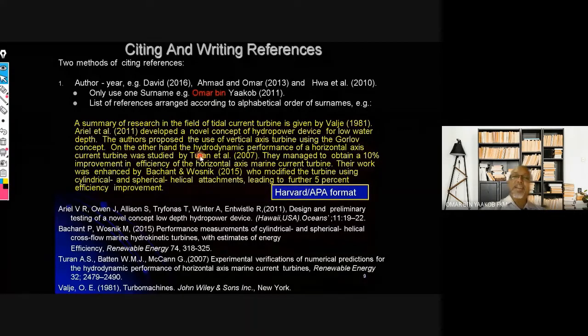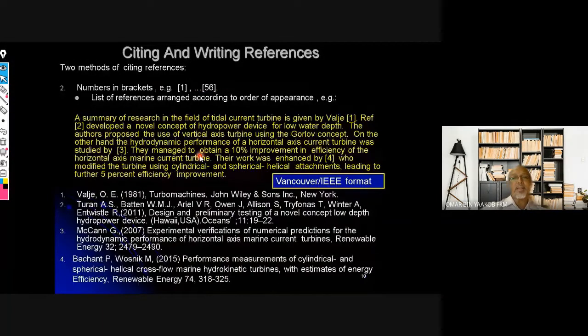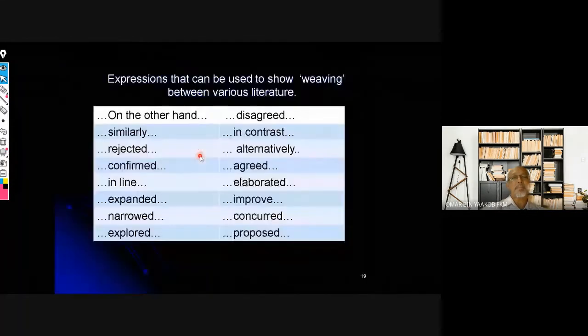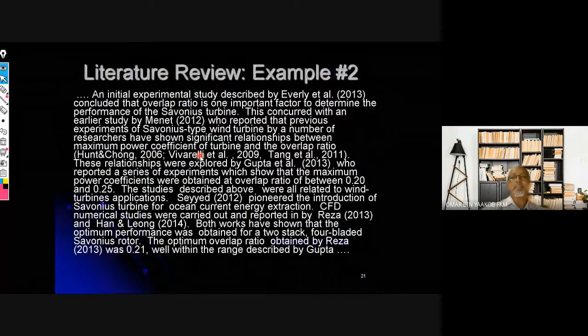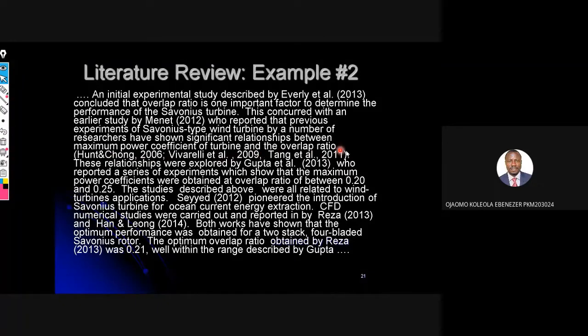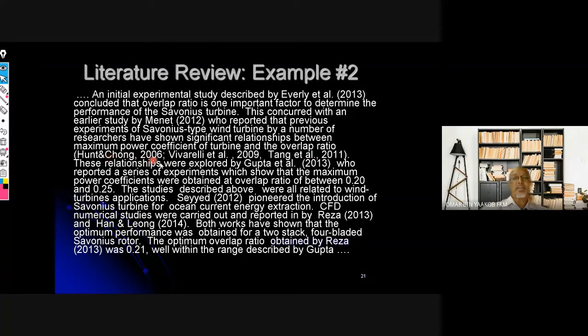Yeah, for number one, yes, if you have a number of authors, later we'll come to that. I think there are examples right here. Like this one, overlap ratio, and then we have that. It's separated by this. Like Hunt and Chong, 2016, all of them will be in bracket. So this is okay. This one is supposed to be a semicolon there.